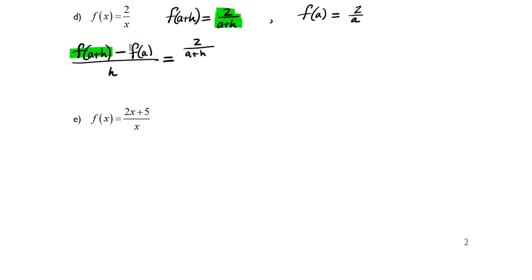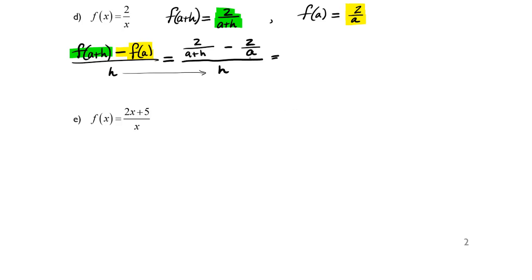For the negative f of a, I'm going to substitute negative 2 over a. And then in the denominator, I have h still. That's just bringing that over to the second statement.